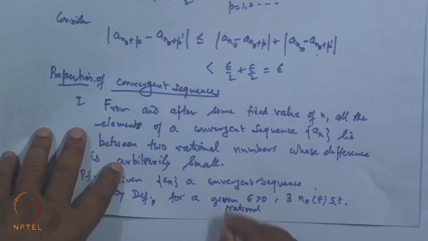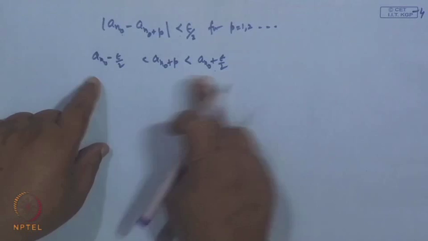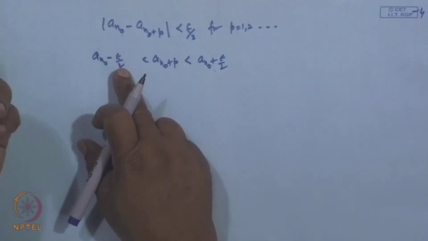Now, if I take the difference between these two, the difference of this is epsilon. So, this number lies between two rational numbers whose difference is arbitrarily small, that is what it said.